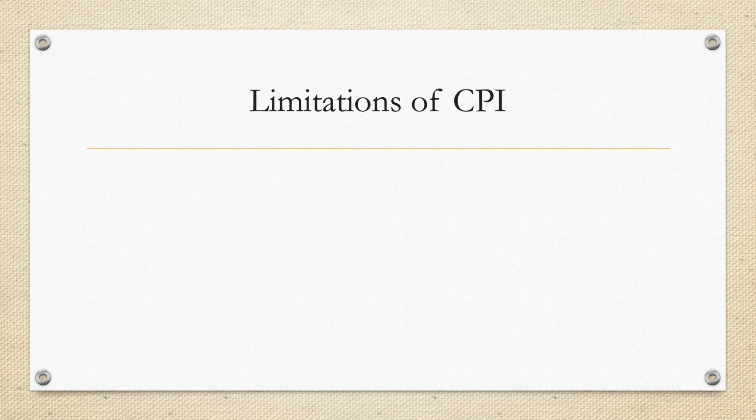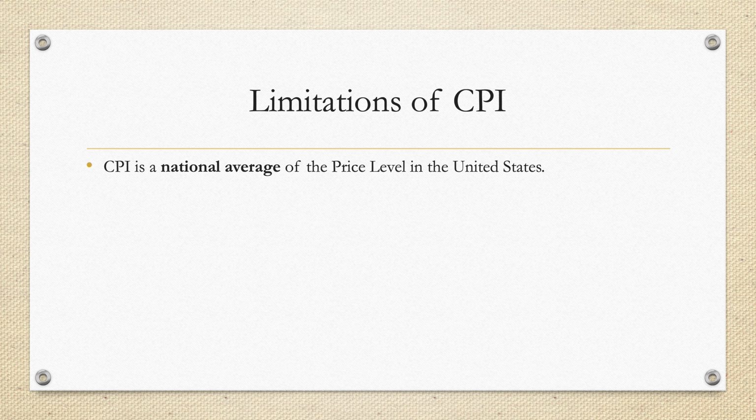Now, CPI is excellent, but there are definitely some inherent limitations to it. First thing, it is an average of prices not just in Wilmington, Delaware, not just in Chicago, not just in Los Angeles. It's an average of prices all over the United States. And as you know, things cost more or less in different places. It's not as though the entire United States has one price level, but the CPI is the average price of things in the entire United States.